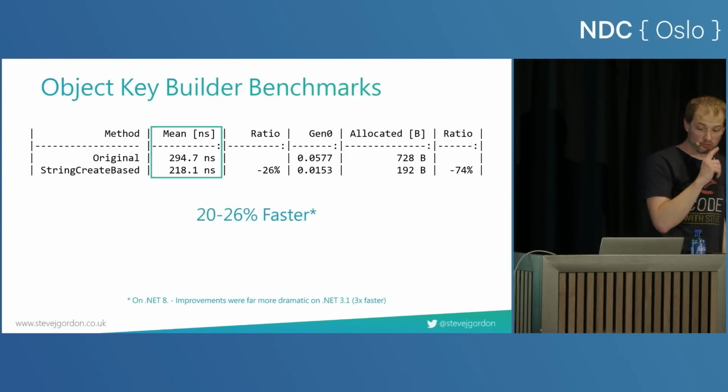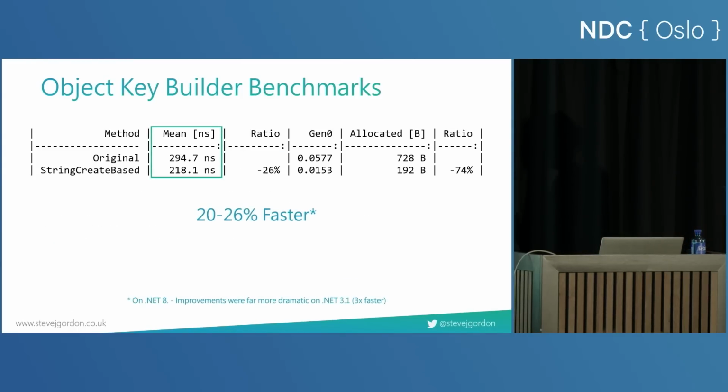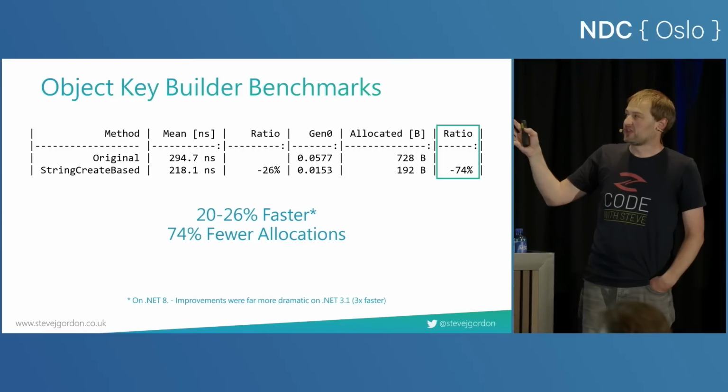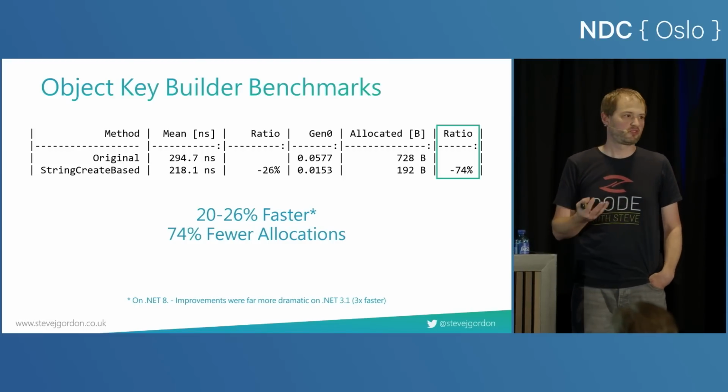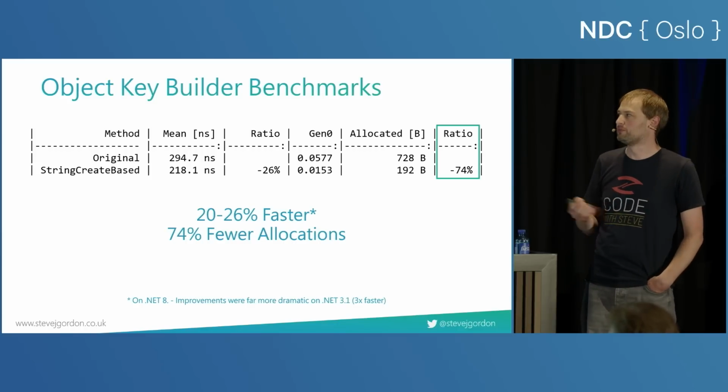So in the original code, this was taking around 300 nanoseconds to run. And you can see that we've made a 26% improvement on that by moving to this. Now, we weren't really looking for execution time gains. We were mostly focused on allocations. And so we can see that actually the allocation reduction on this is about 74%, from 728 bytes down to 192.